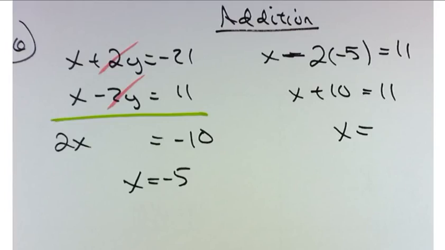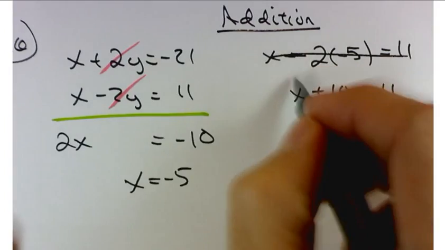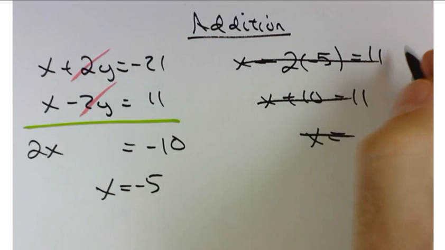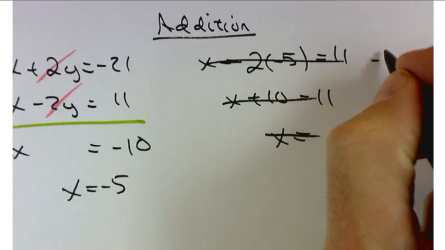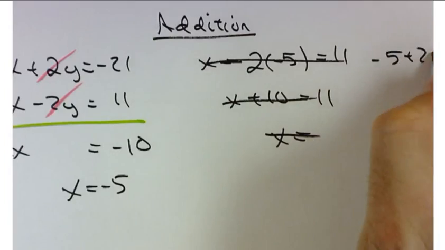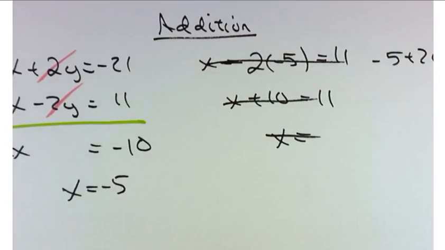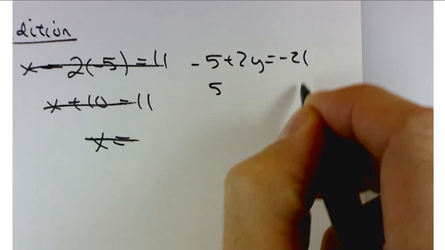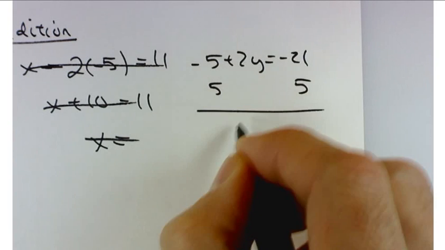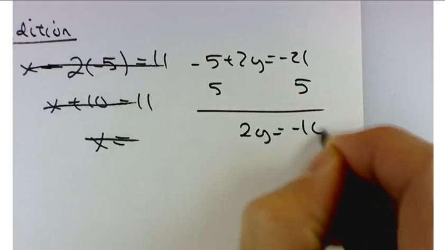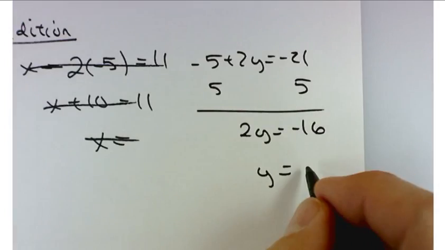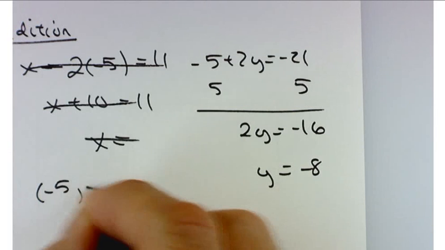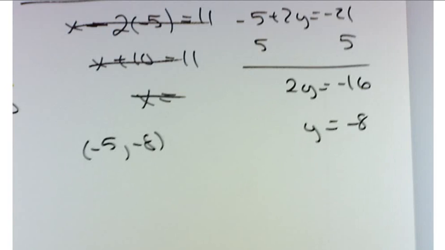You know what? I screwed this up, didn't I? I need to plug this back in for x. So let's pick up the first one. Negative 5 plus 2 times y equals negative 21. Add 5 to both sides. 2y equals negative 16. So what does y equal? Negative 8. So negative 5, negative 8 is your solution to the system of equations.